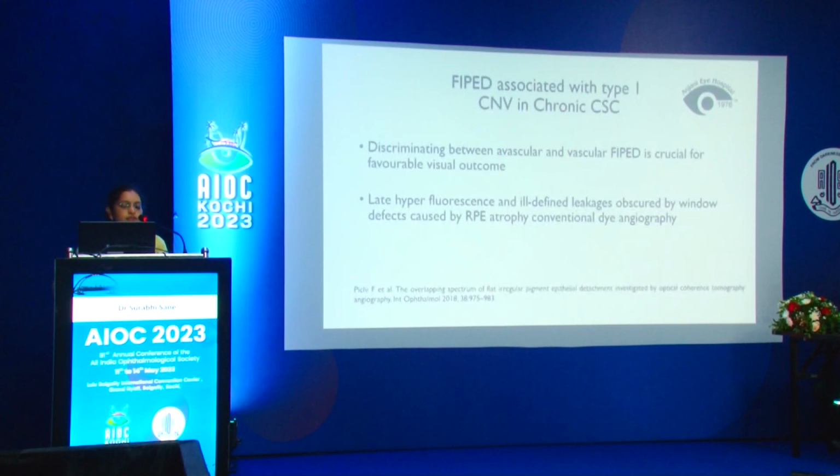It is important to discriminate between the avascular and vascular FIPEDs as it has a prognostic significance. A conventional dye angiography is not very helpful in detecting CNVs, as the late hyperfluorescence and the ill-defined leakages seen on the dye angiography are obscured by window defects caused by RPE atrophy due to the chronic RPE dysfunction in chronic CSC.